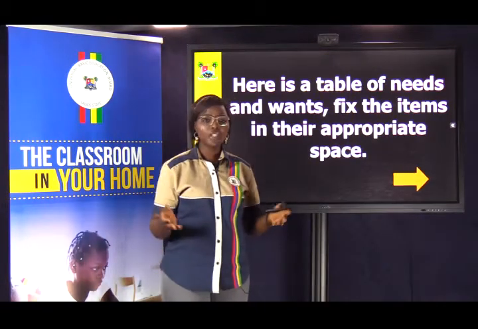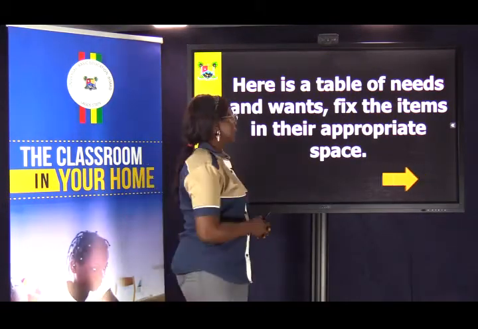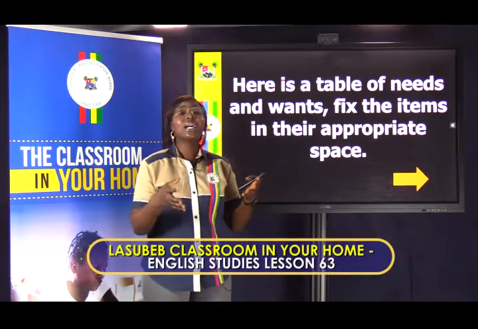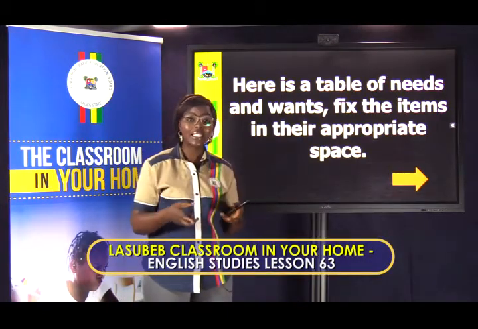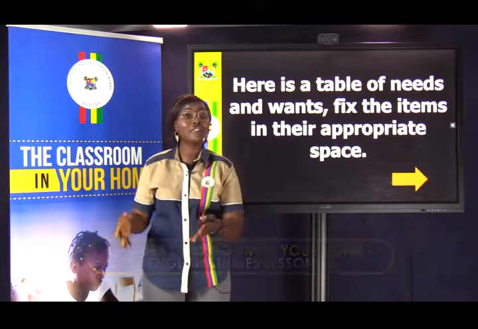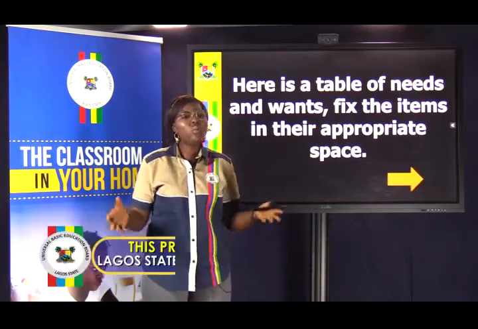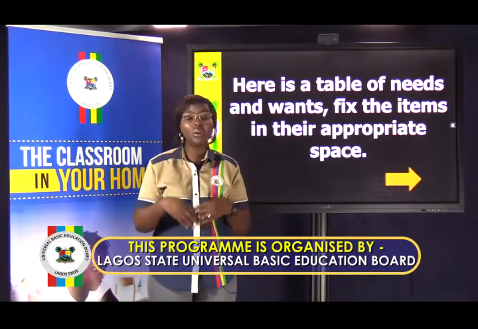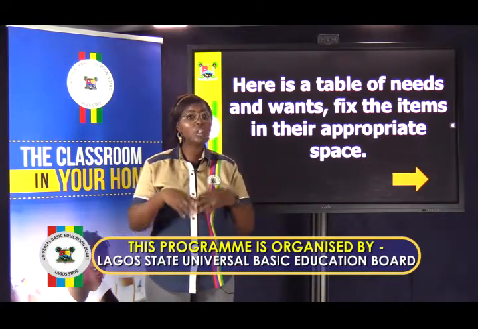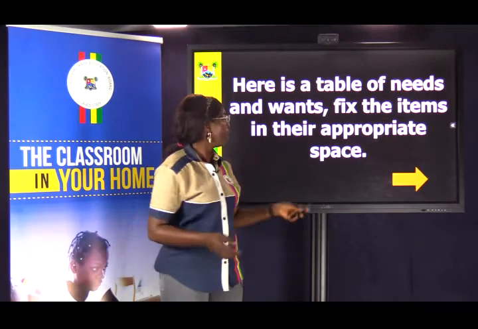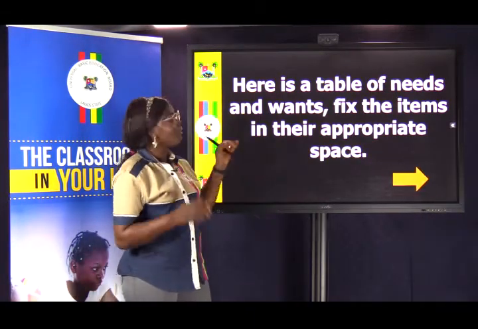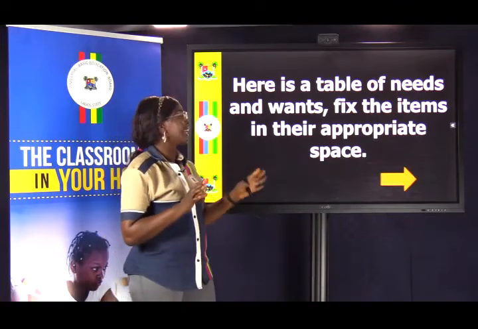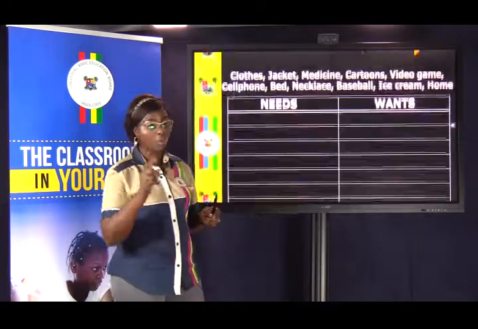Okay, we've talked about needs and wants before on this program, and we said needs are basically what is pressing, what you need urgently, the most important things in life that are meant to be yours, while wants are just things you want as a form of enjoyment, not really important to you. Okay, so I have some words in a table, and I want you to fix the items in the appropriate space. What do I mean?